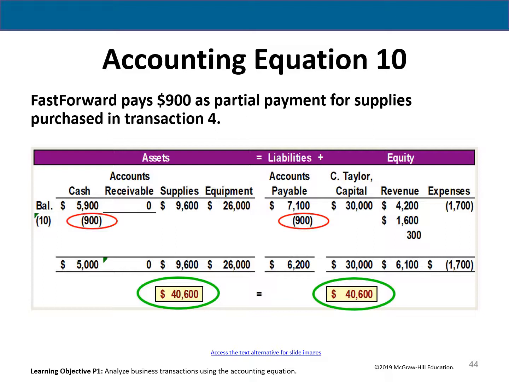Take cash, supplies, and equipment, add them up, $40,600. Accounts payable plus capital. Remember, capital increases the equation. Revenues increase the equation, but expenses decrease. And when you net those four numbers together, assets equal liabilities and equity.